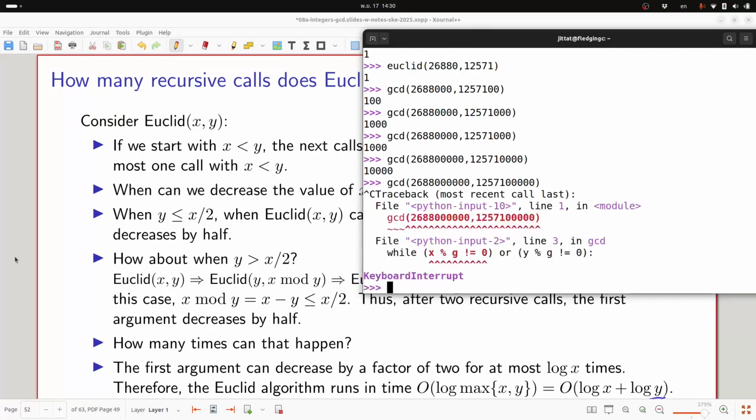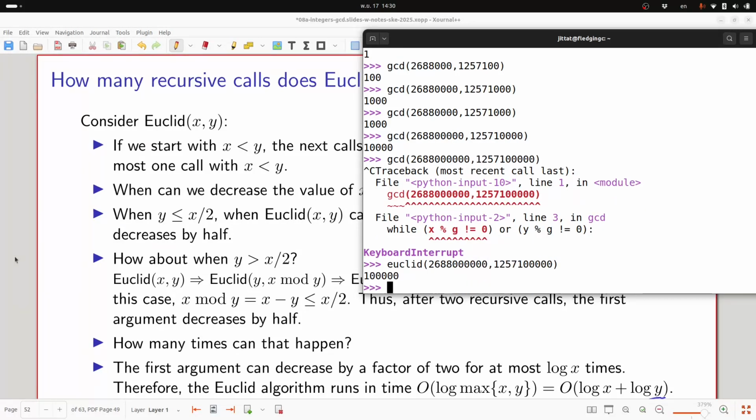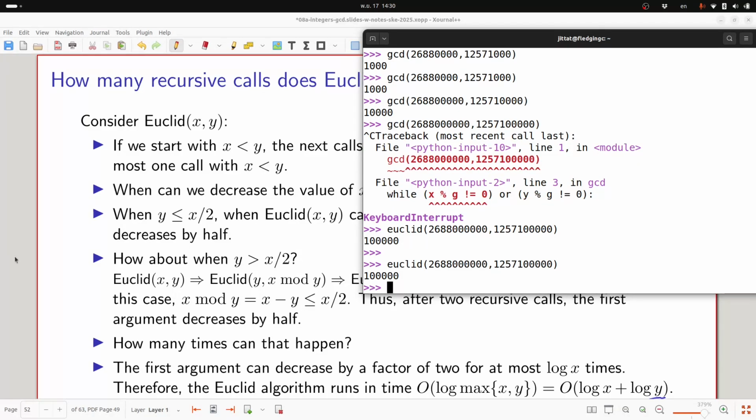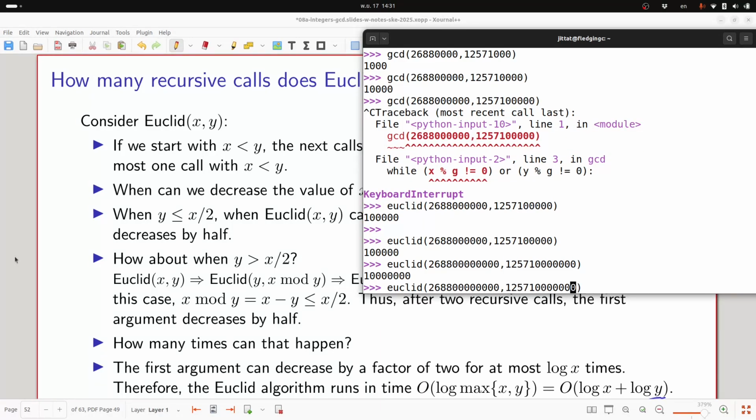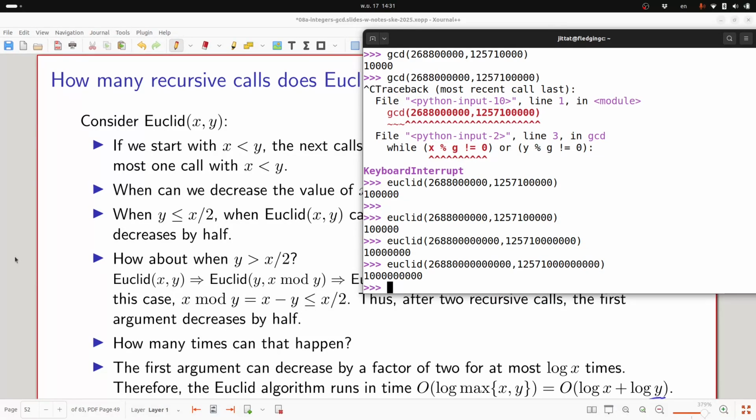Okay, so let's see. If I use Euclid, yeah, that's it. So let's multiply by 2 more 0s, 2 more 0s. Yes, really fast. Okay, it's really fast.